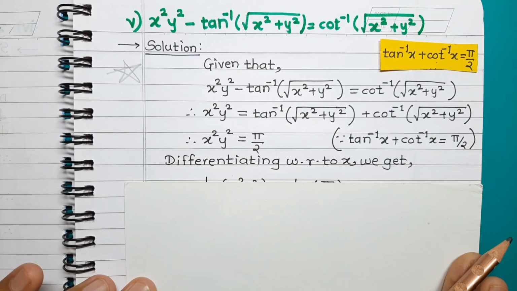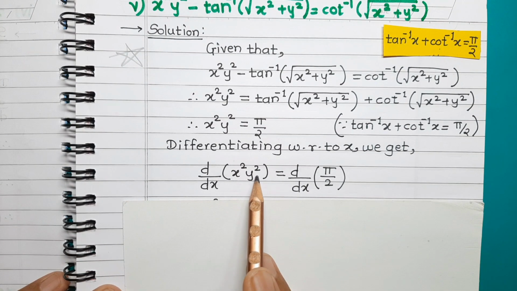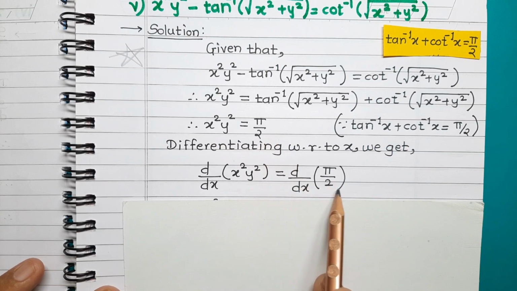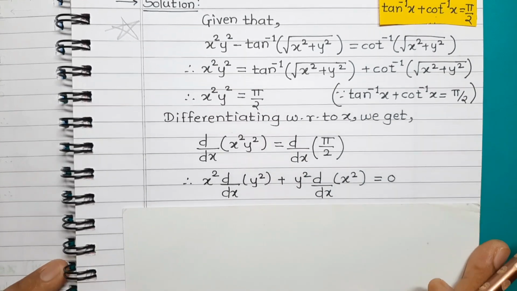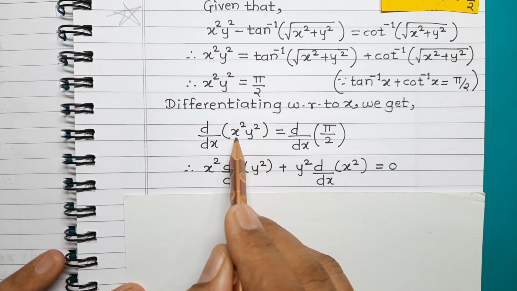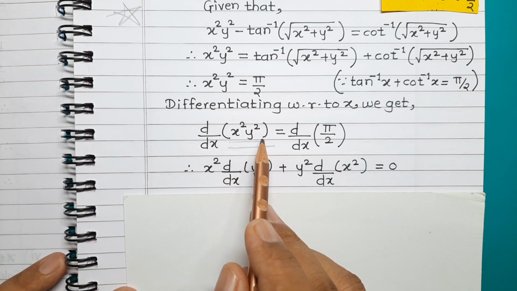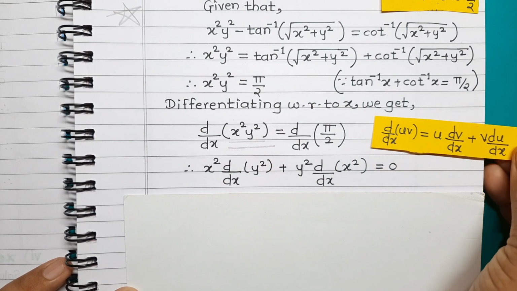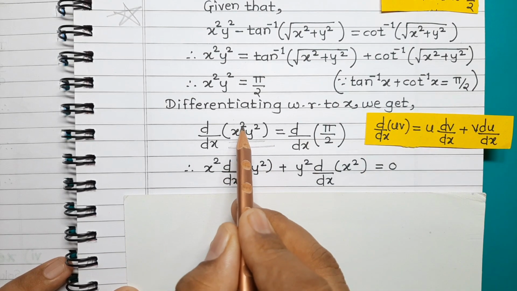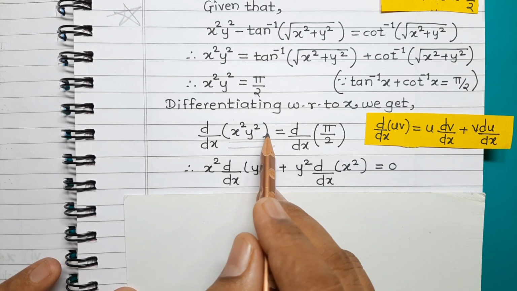So let's differentiate with respect to x. So we have the derivative of x square y square is equal to the derivative of pi by 2. So let's evaluate these two derivatives in this next step. See here, in this term it is a product of two functions. So again we are going to use the product rule. Treat x square as the first function and y square as the second function.